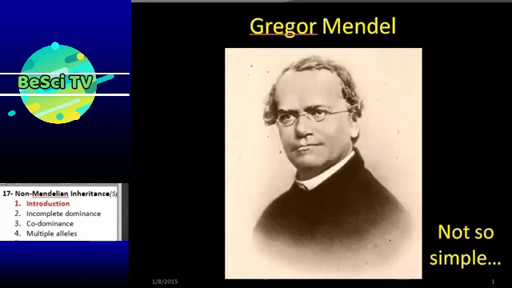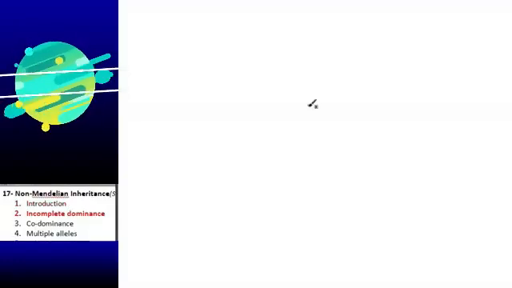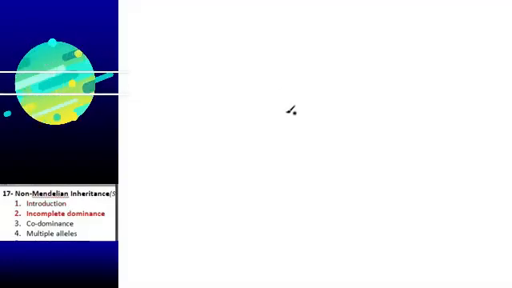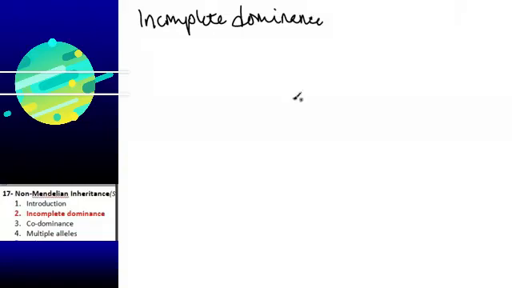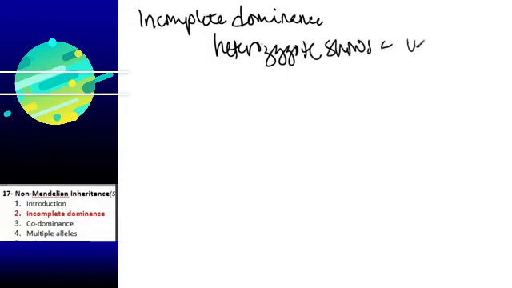So let's talk about incomplete dominance first. The first example we're going to talk about is incomplete dominance. In situations where there is incomplete dominance, it's pretty logical, and it's what you'd expect. A heterozygote shows a unique phenotype.